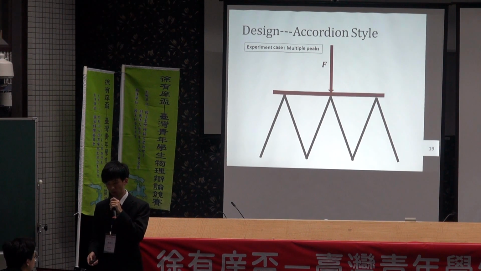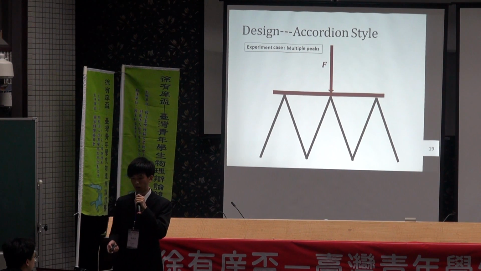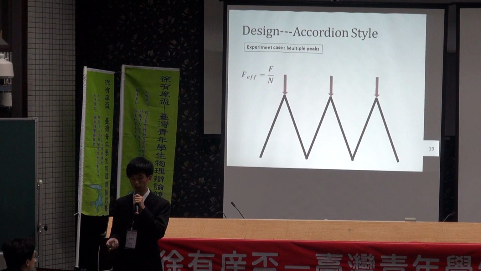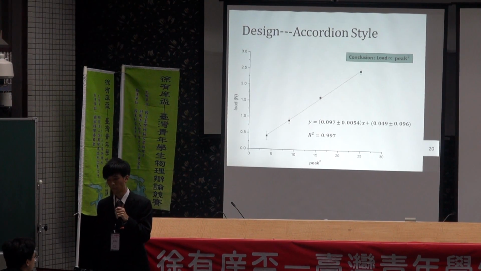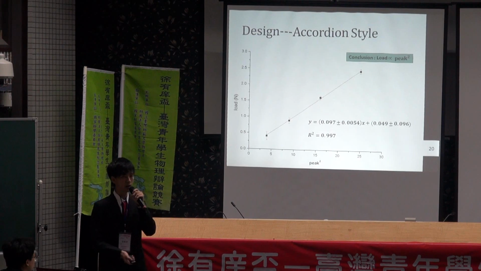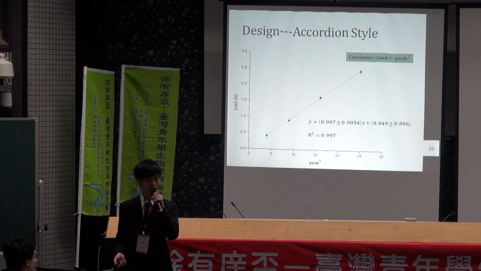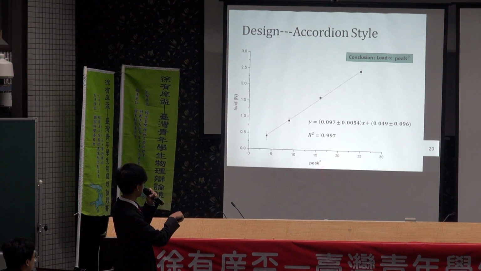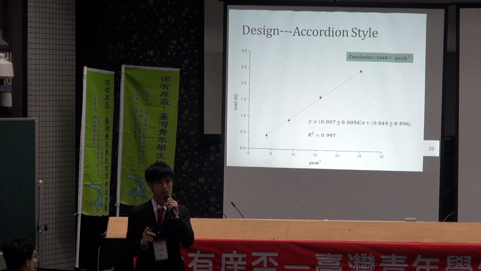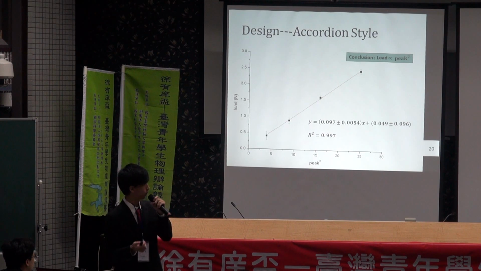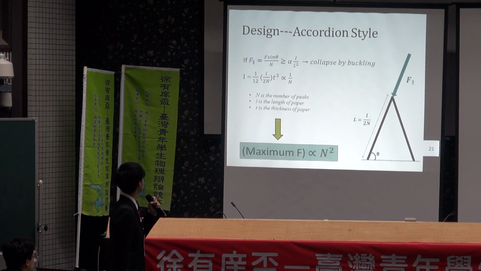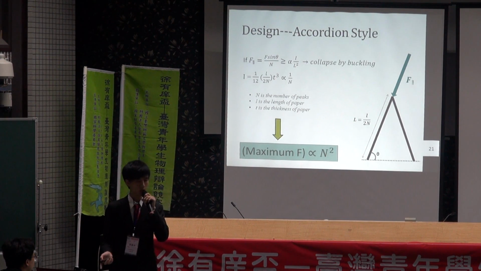The total force will be divided evenly among every piece. And this is the left part of the graph, and we linearize the graph. As you can see, here is the square of the peaks and the load. So we can know that the load has a linear relationship with the peaks squared. And here's our discussion of this.